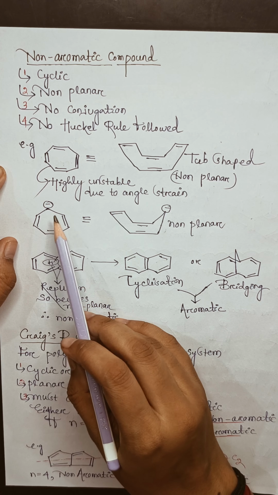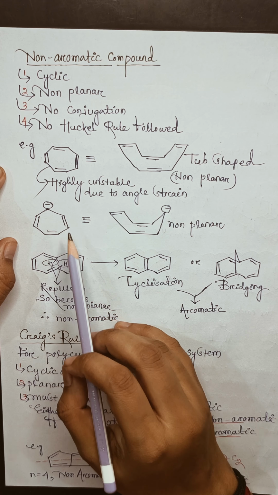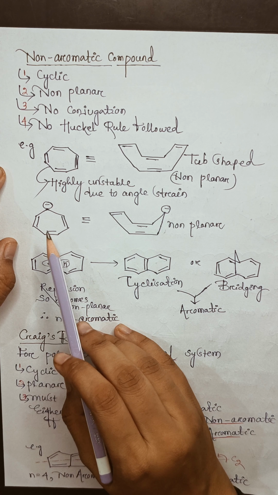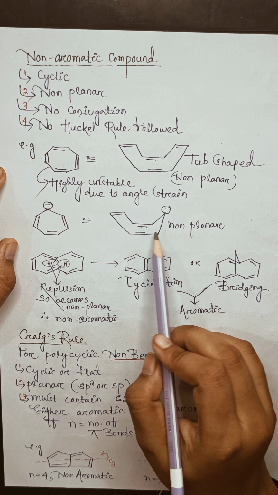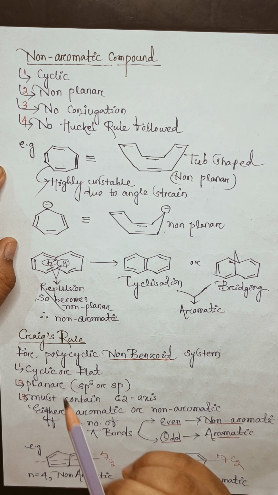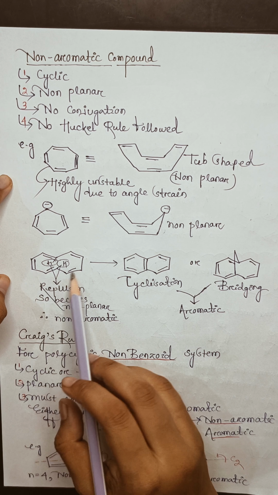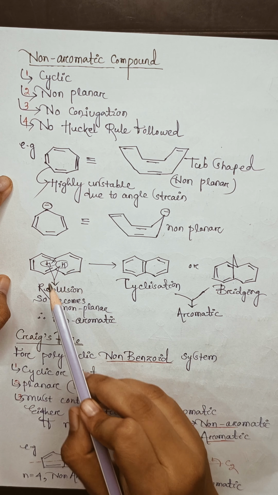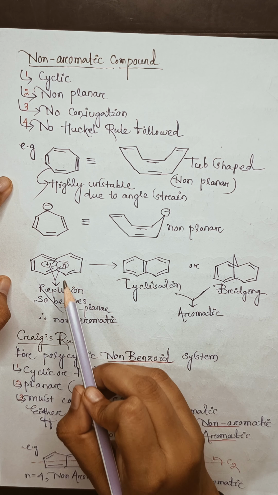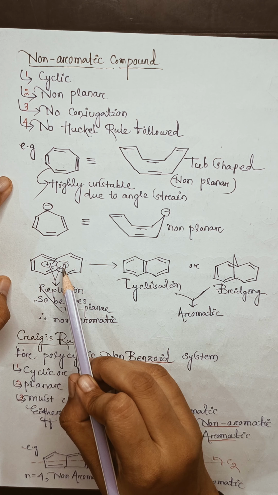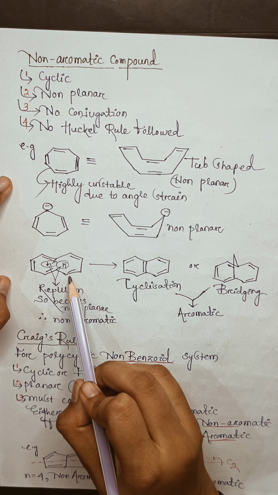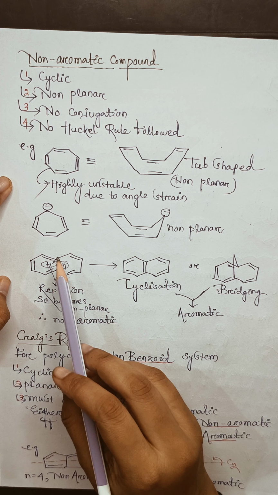Next one is the cycloheptatriene anion. Here is also the same case. Due to non-planarity, it is a non-aromatic compound. Suppose here is the compound. It does not exist because it is not an aromatic compound. Due to repulsion between these two hydrogens, the system becomes non-planar. Due to non-planarity, it becomes non-aromatic.